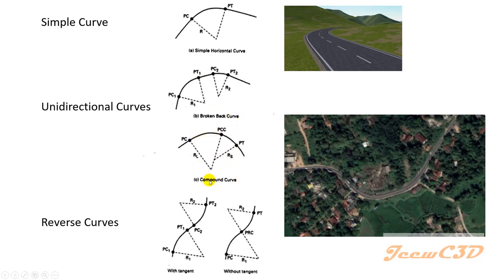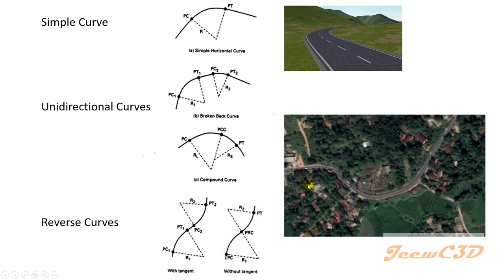So in reverse curves, you have a curve coming from one direction and rotating, changing its direction to the other side. There may be a small tangent in between. So this is a reverse curve with tangent, and this is a reverse curve without tangent.